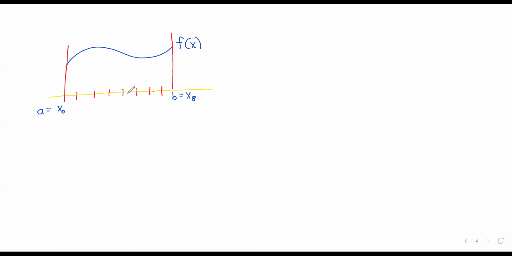And in the formula, we're going to need to know the length of one of those little intervals, exactly the same as for the midpoint rule. Delta x is going to be b minus a divided by n, where n is the number of intervals. And I'm going to make this easier to write. So here is x sub 0, and here's x sub 1.